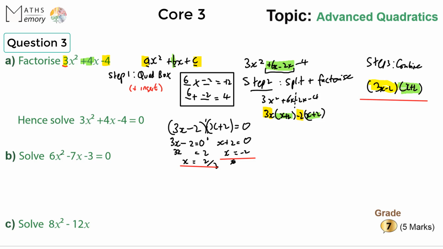Solve 6x squared minus 7x minus 3 equals 0. Let's do this question over here. Now this is straight away an equation, but we have to go around the long way, and we have to basically do it as such where we use the quad box, steps 1, 2, and 3. We can't get away with that. So let's do this really quickly over here.